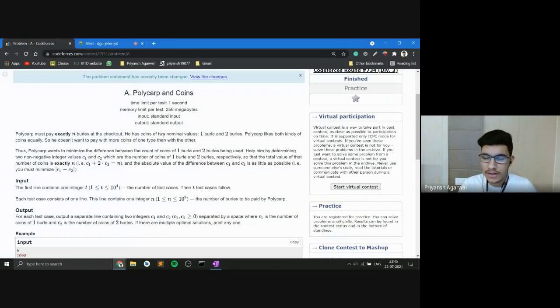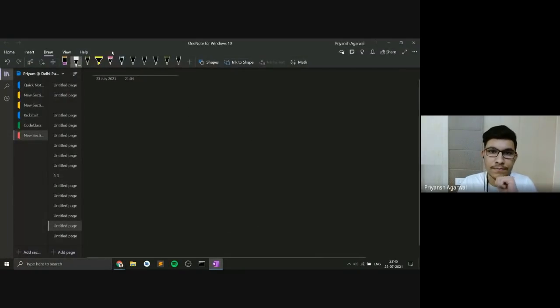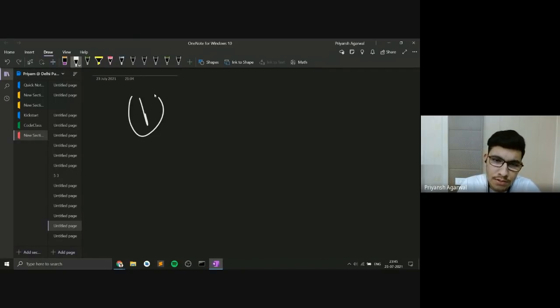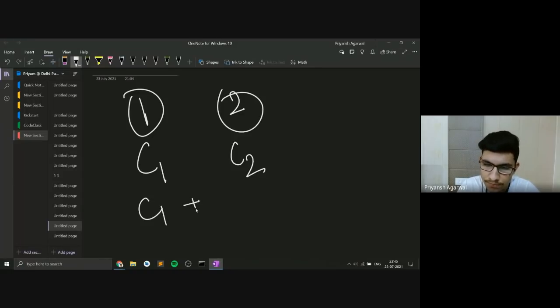So let's begin with problem A, and I hope my OneNote is visible to you as well. Okay, cool. So basically, in problem A, you have two types of coins: coin one and coin two. Coin one has a value of one, and coin two has a value of two. So if I decide that I want C1 coins of this category and C2 coins of this category, my overall sum of money would be C1 plus 2 times C2. Is this clear?